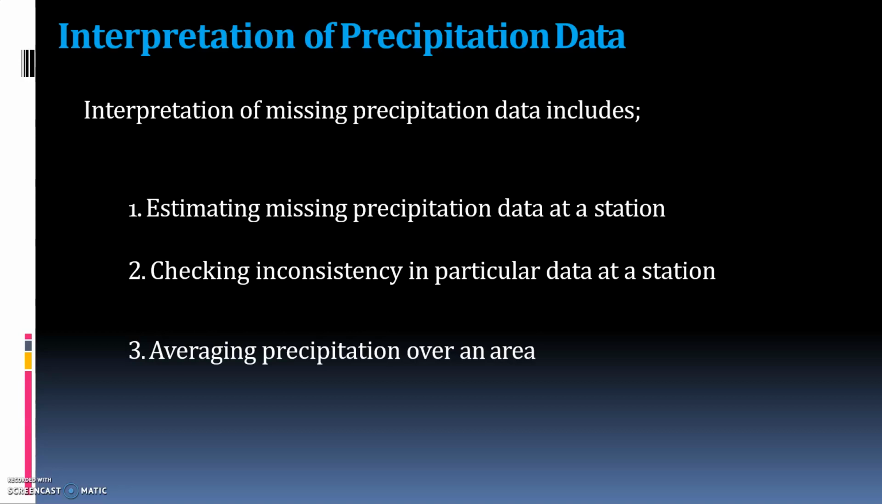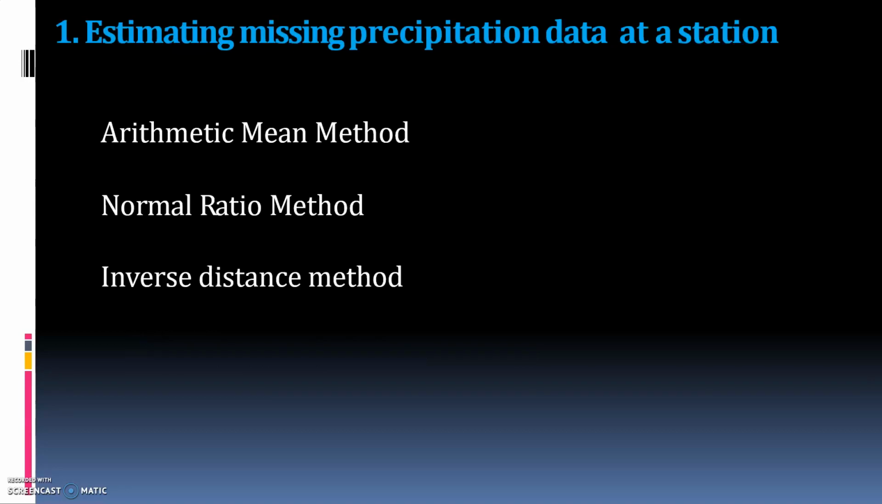Second one is checking inconsistency in particular data at a station. And third one is averaging precipitation over an area. Let us see the first one, estimating missing precipitation data at a station.